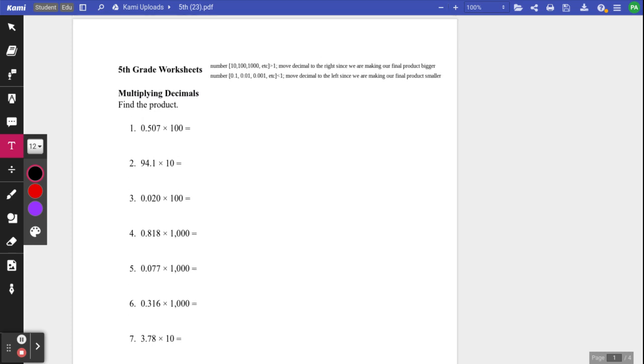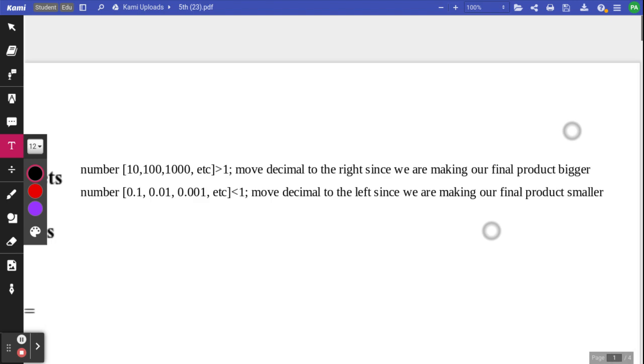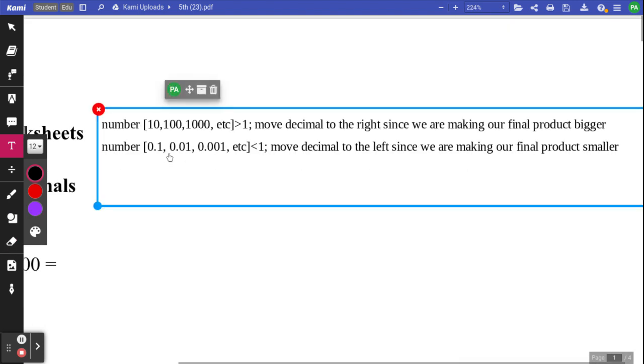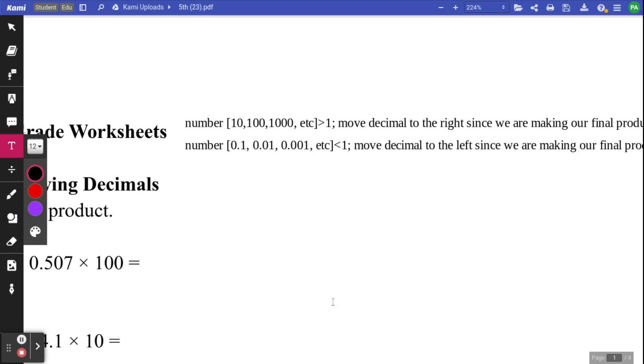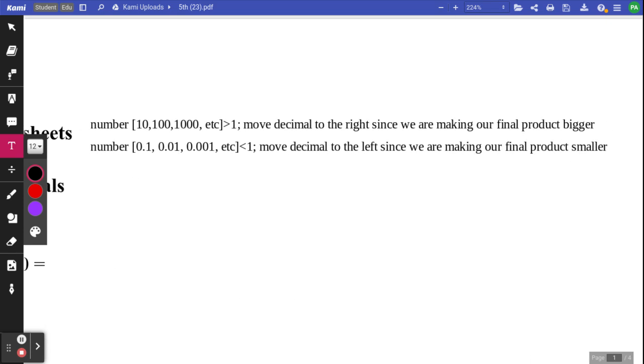To know how to move it, for any number that we're multiplying by, for example like number 1, we're going to be multiplying by 100, which is bigger than 1, so you move the decimal to the right since we're making our final product bigger. And although this isn't on the worksheet today, just a little backup: any number that is smaller than 1, such as 0.1, 0.01, and so on, you move the decimal to the left since we're making our final product smaller.